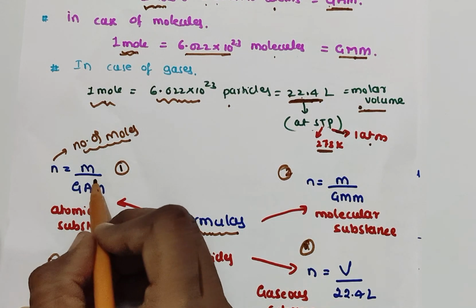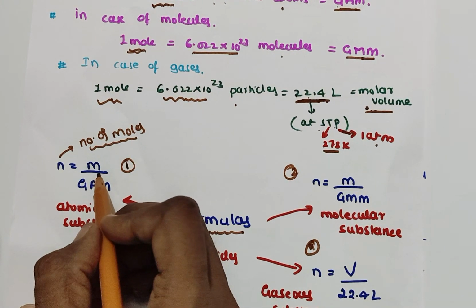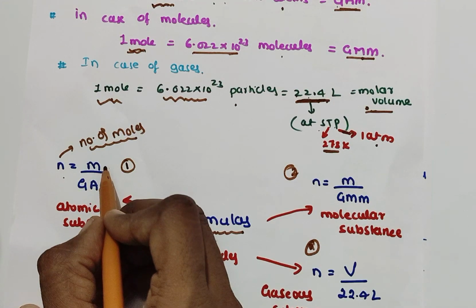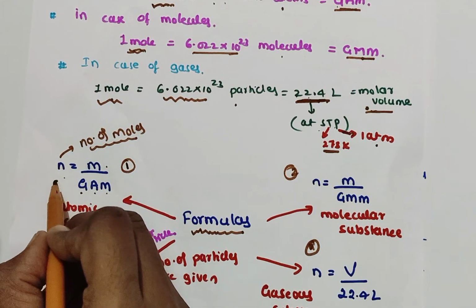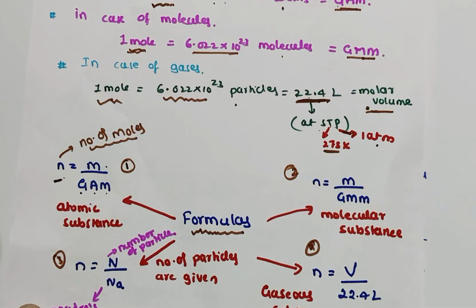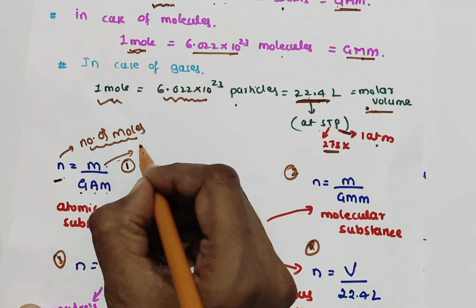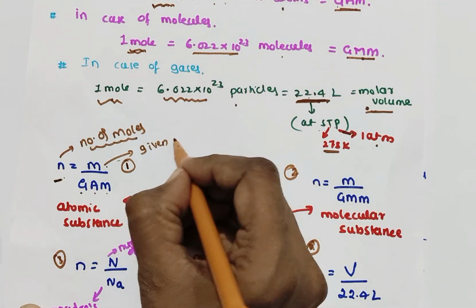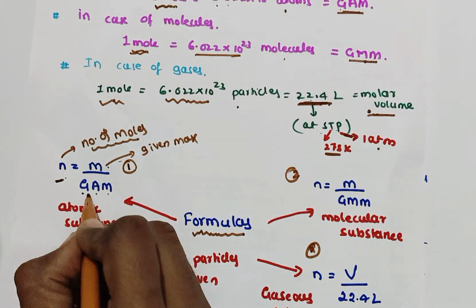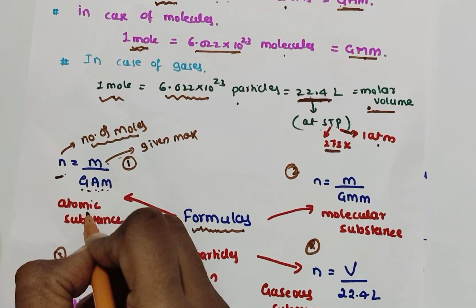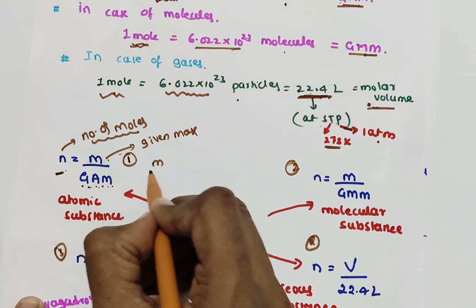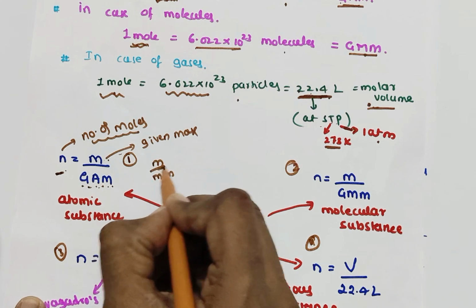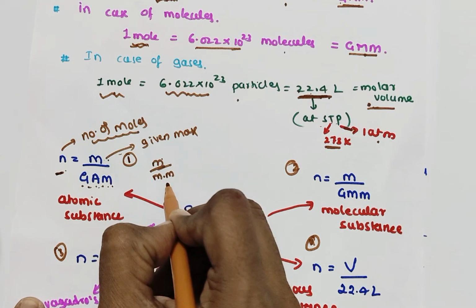First, we move towards the first formula. The first formula is N equal to M divided by gram atomic mass. Here N is the number of moles, and M is the given mass, divided by gram atomic mass. This is nothing but molar mass. M divided by M means mass given divided by molar mass.